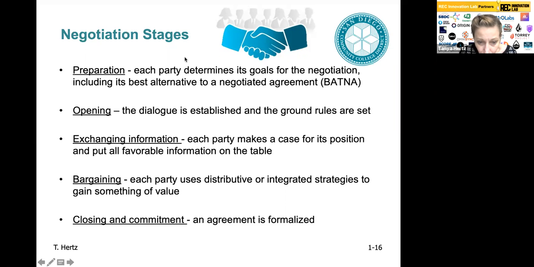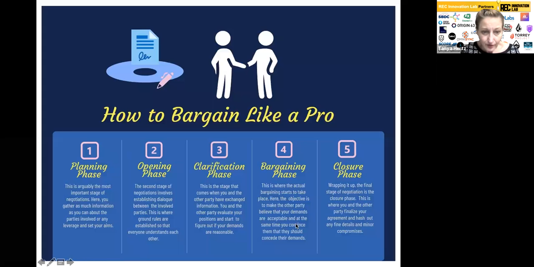All right. So again, 5 phases: planning, opening, clarification and description, bargaining, and then the final closing phase, right?